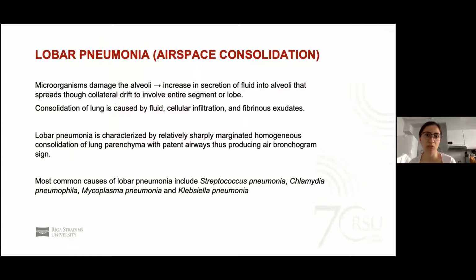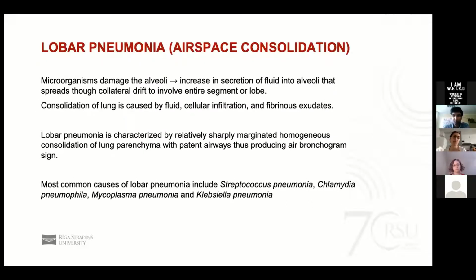We have lobar pneumonia, also called airspace consolidation, which is the microorganism damage to the alveoli, and this leads to the increase in the secretion of fluid into the alveoli of the lung, which spreads through the collateral drift, the surroundings of the alveoli, which involves the entire segment of the lobe, which basically is the spreading of the fluid of the secretion. And then the consolidation of the lung is basically caused by fluid, cellular infiltration like macrophages, lymphocytes, and fibrinous exudates.